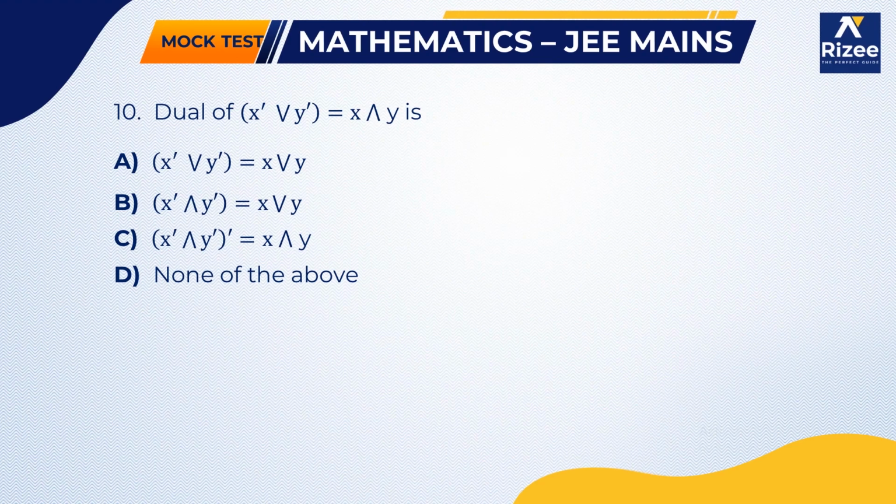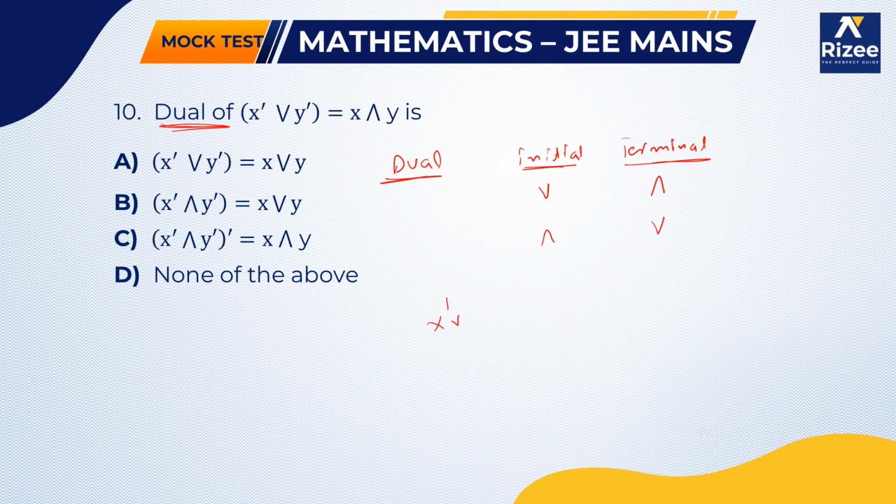The next question, dual. What is meant by dual? Dual means I am taking an initial value and a terminal or final value. If the initial value is r, the terminal value comes as the other; if I take the initial value as the other, the terminal value is r. From this we can say that the dual of x dash or y dash, whole dash, is equal to x and y. So x dash and y dash we get x or t.